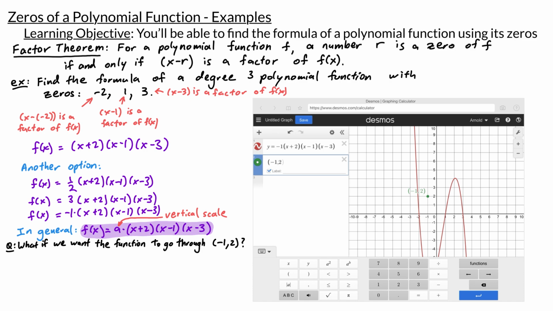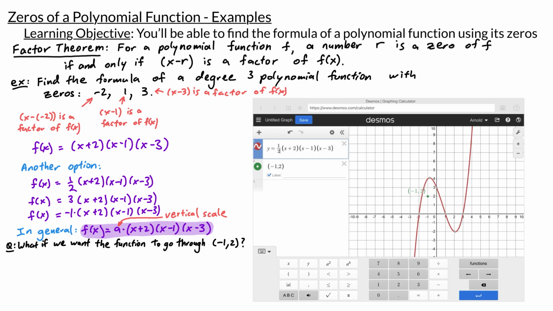We see that at the moment, the function -1 times x plus 2 times x minus 1 times x minus 3 does not go through that point. But perhaps if we adjust the vertical scale, we'll eventually come across a polynomial that does go through that point. For example, what if we change the vertical scale to 1/2? We see that our polynomial still does not go through that point.